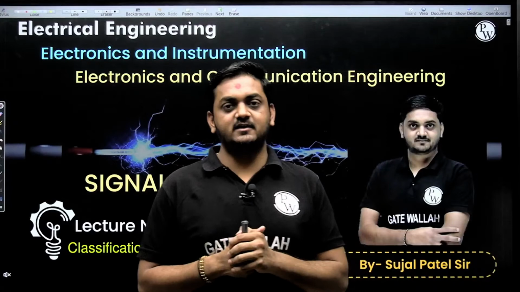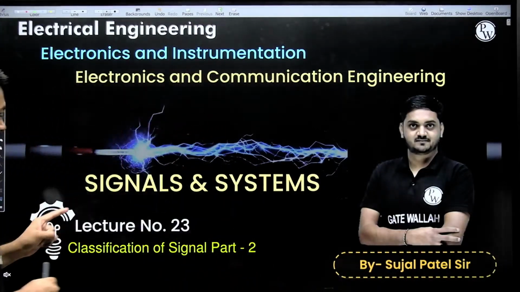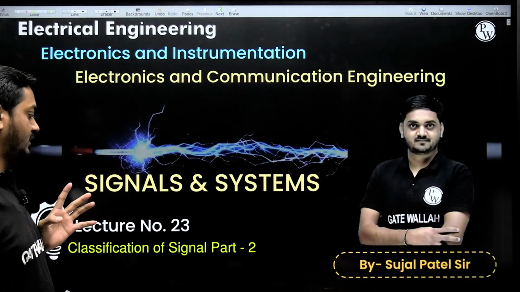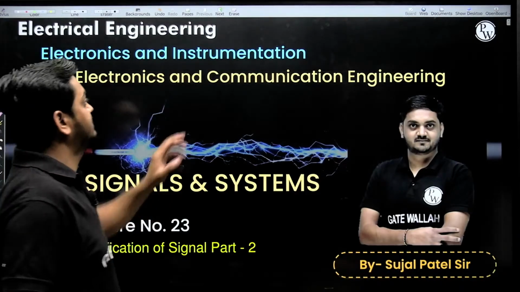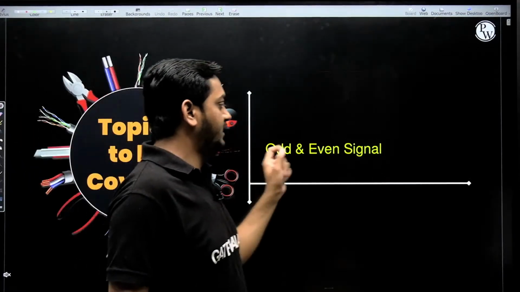We are studying signals and systems in a comprehensive manner. We have already completed 22 lectures and this is lecture number 23. In this chapter, we are studying classification of signals, and this is part 2. Today we will see odd and even signals.